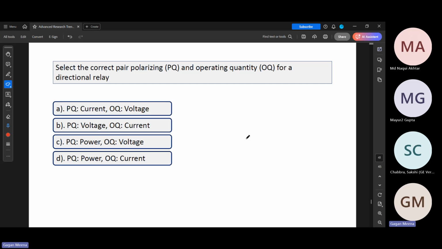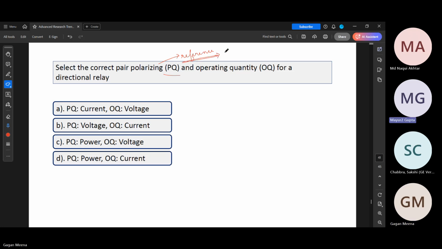Now this is also based upon the directional element of the protection system. Select the correct pair. It was there in the lecture also. Pair polarizing and operating quantity for a directional relay. So which one is the polarizing and which one is the operating quantity? Polarizing is also, we can say, a reference. Voltage is the polarizing quantity and current is the operating quantity. It is also, we can say, a reference quantity. So why is voltage polarizing?